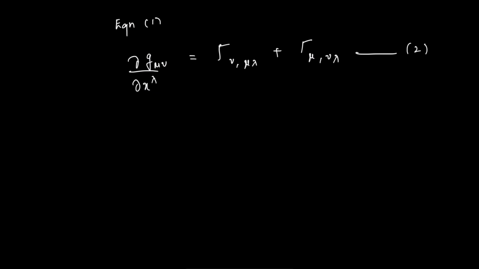Now I am going to do cyclic permutation of the indices. That is, I have 3 indices mu, nu and lambda. So I can always do the cyclic permutation, which means mu will go to nu, nu will go to lambda, and lambda will go to mu. Okay, so this is known as the cyclic permutation of indices.